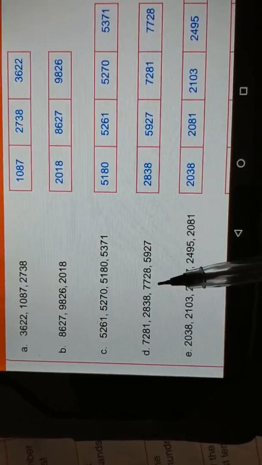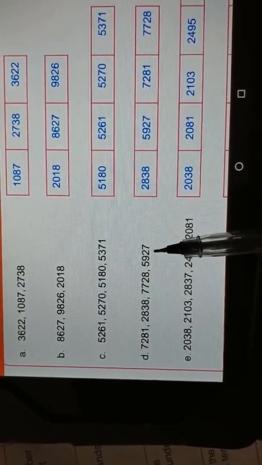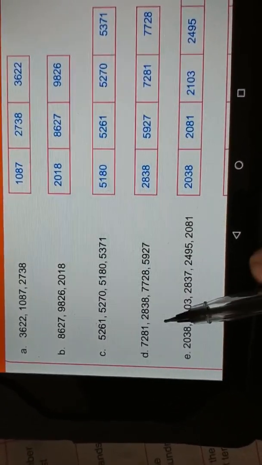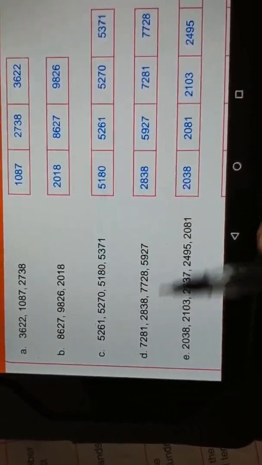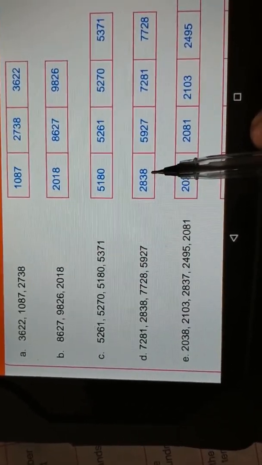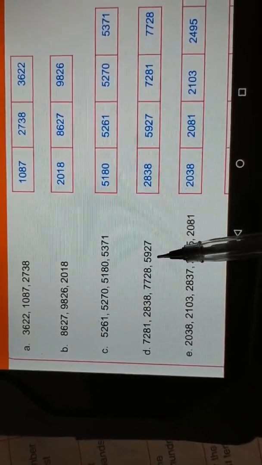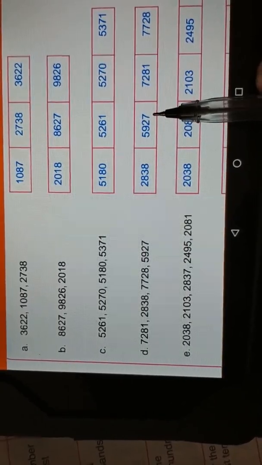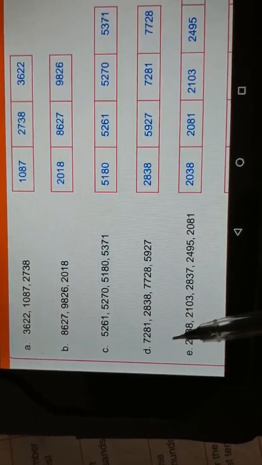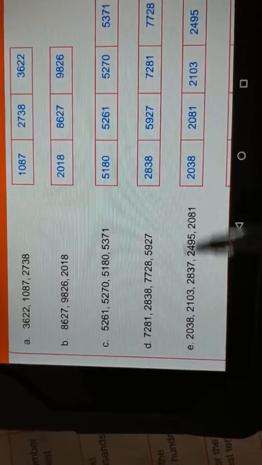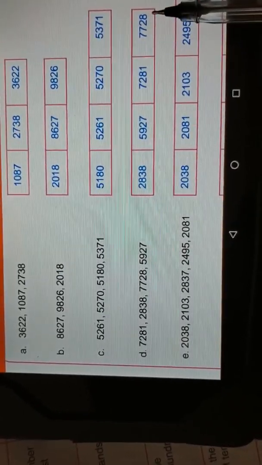Now third one is 7281, 2838, 7728, 5927 is there. Smallest digit number is 2838. So we have to write here 2831. Then next number is 5927. We have to write here 5927 in the second blank. Third one we have to write 7281 in the third blank. In the last we have to write 7787.